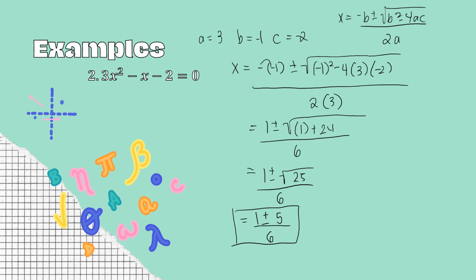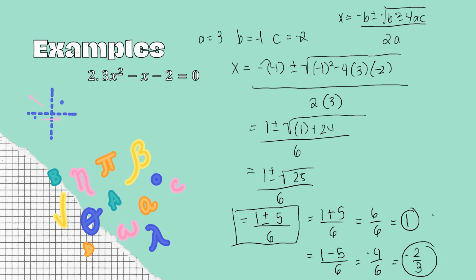Now, if your teacher asks you to simplify it, you could see that 1 plus 5 over 6 is equal to 6 over 6, which is 1. And then 1 minus 5 over 6 is equal to negative 4 over 6, which is negative 2/3. So these are your roots or this one. It depends on your teacher whether they are satisfied with this answer or you still have to lowest term it and simplify it to this answer.